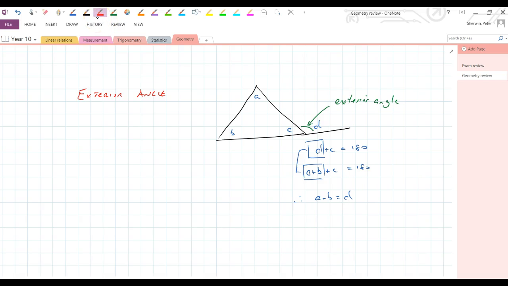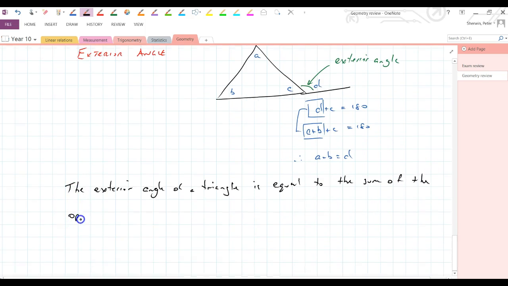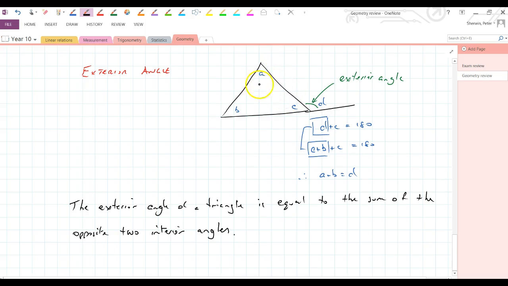So the exterior angle of a triangle, let's just make a note of that, and we'll be done for this YouTube. The exterior angle of a triangle is equal to the sum of the opposite two interior angles. So let's just make sure we understand what that is. The opposite two interior angles. So these are the opposite two interior angles. There's 3 interior angles. We're not going to use that one, just the A and the B. D equals A plus B.